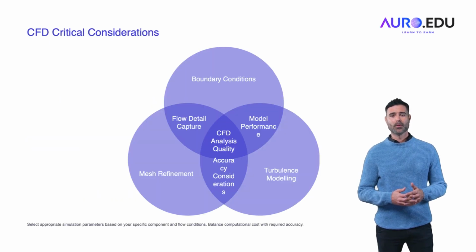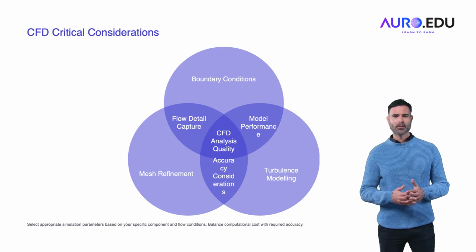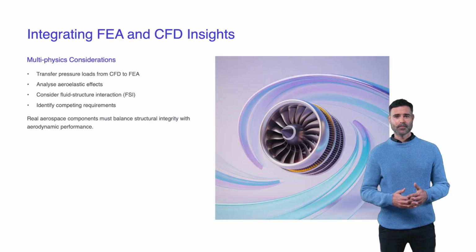CFD critical considerations. Just like in FEA, boundary conditions and mesh refinement matter. You must select turbulence models carefully. Use Y+ values and mesh quality checks to ensure accuracy. Visualize velocity fields and pressure zones. CFD is computation heavy, so make smart trade-offs between speed and accuracy.